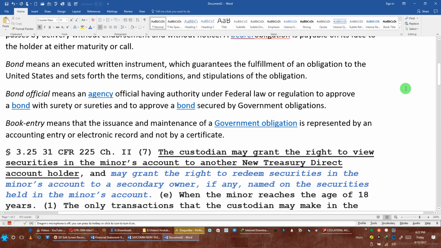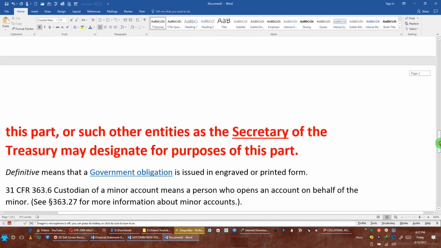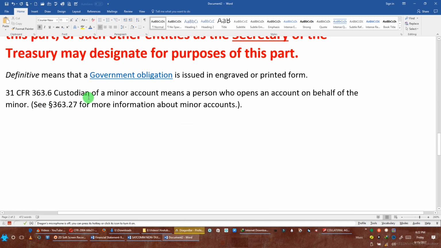When you look up custodian under 363.6, custodian of a minor account means a person. Remember, a person can mean a corporation like the Federal Reserve who opens an account on behalf of the minor. That's the Federal Reserve. We just read that. Then we went to 227 and it told us that. That's where we just were.